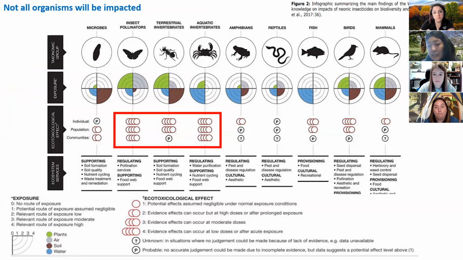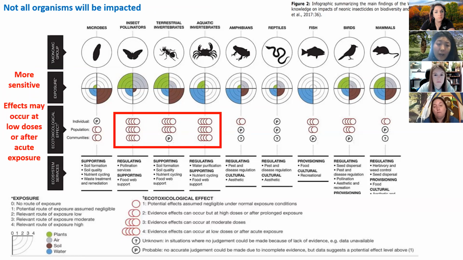The other thing I need to point out to the folks is that there's a lot of evidence for these critters. There's a lot of literature that shows they're highly sensitive, that effects may occur at low doses or after acute exposures. But then we've got mammals, like ourselves, that tend to be less sensitive. Effects may occur at high doses or after prolonged exposures.